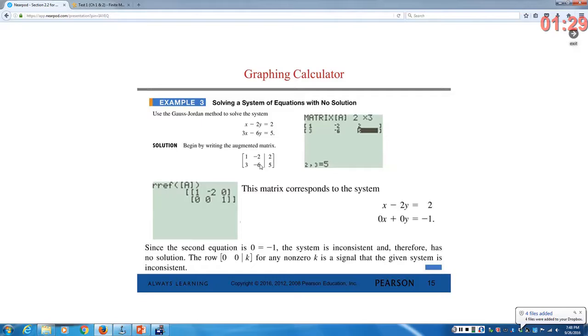So what happens when you get your matrix in and you do your RREF of matrix A, you get 2 zeros on the bottom row instead of getting a 1, 0, 1.